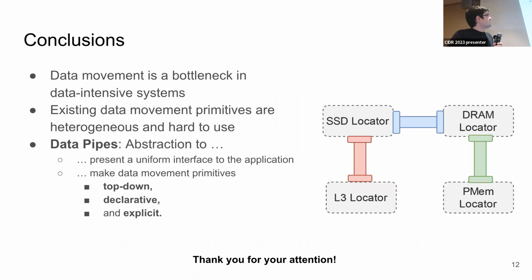So to conclude, we've observed that data movement is a bottleneck in data-intensive systems. We think the existing data movement primitives are great, but really hard to use because they're very heterogeneous and hard to address. Therefore, we introduced data pipes as an abstraction that presents a uniform interface for the application to use. It is top-down instead of bottom-up, declarative and explicit instead of implicit.